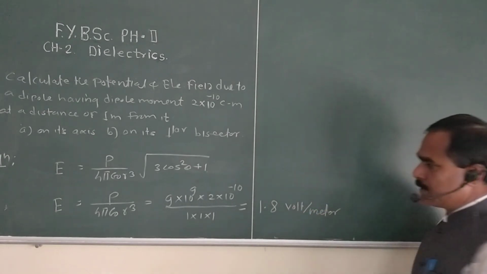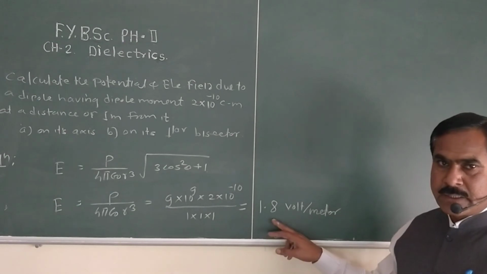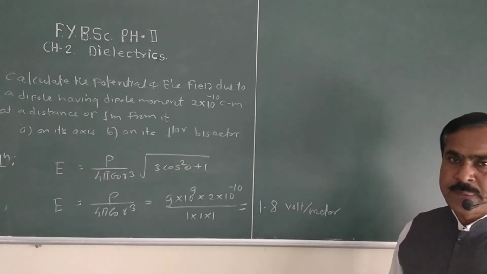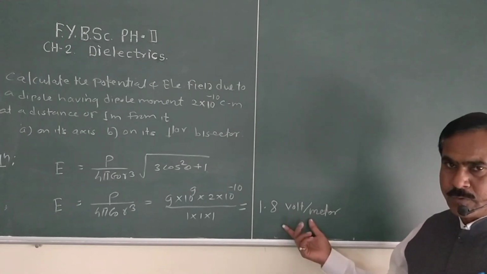Okay, so this is the value of electric intensity at a point which is on the perpendicular bisector of the dipole.